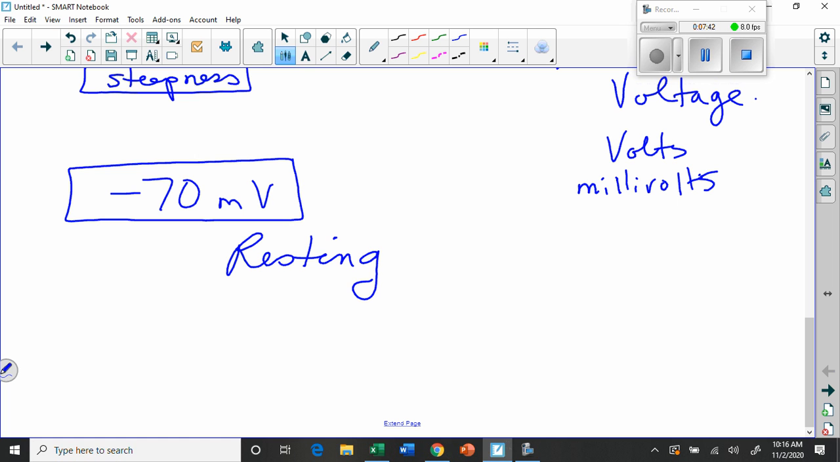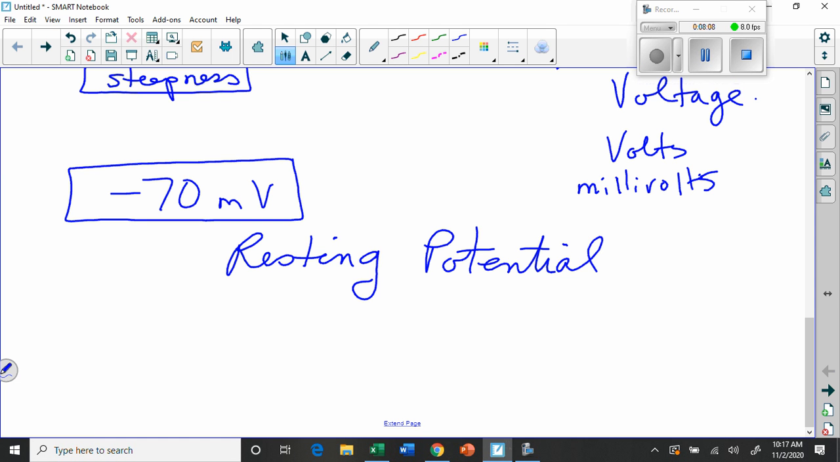Another word for voltage is potential, because it describes the potential of ions to move, right? Just like you could say a hill represents the potential of a ball to roll. So the resting potential is about minus 70 millivolts. It's not a whole lot of voltage, but it's enough for a cell.